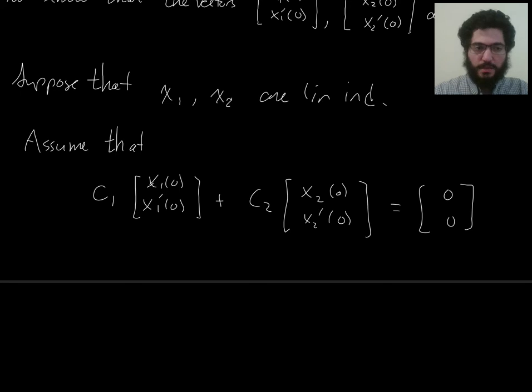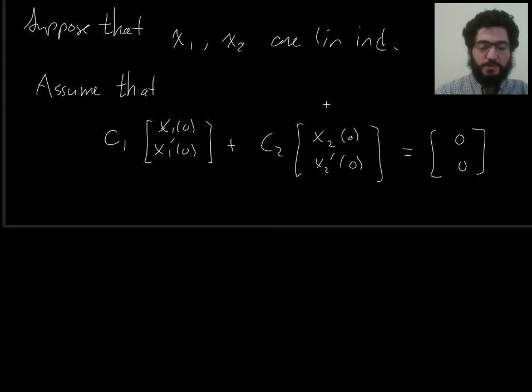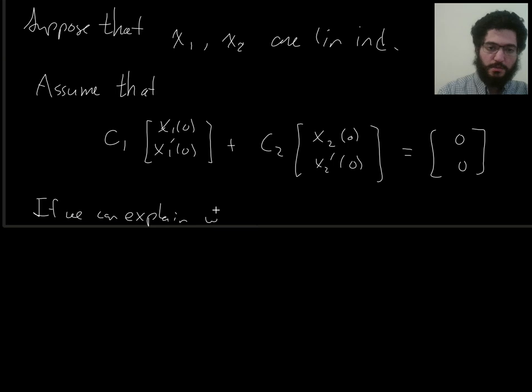Okay, well, we know that x1 and x2 are linearly independent. One way to use that fact is to try to show that C1 x1 plus C2 x2 is 0. So if we can explain why this is 0, then we are done. We are done answering the question.